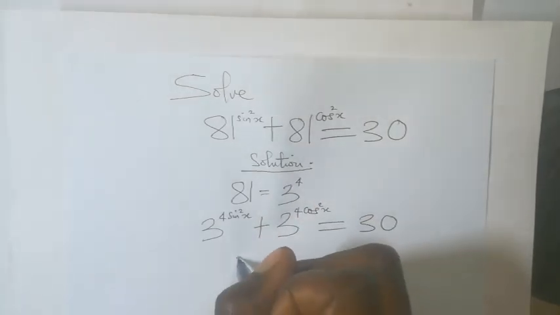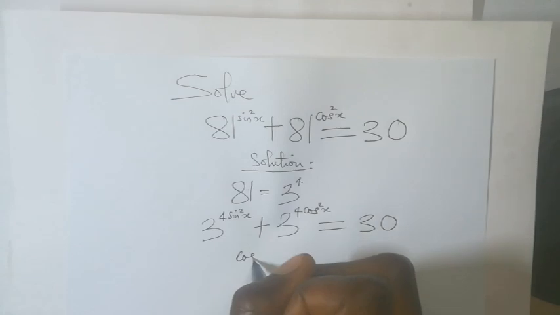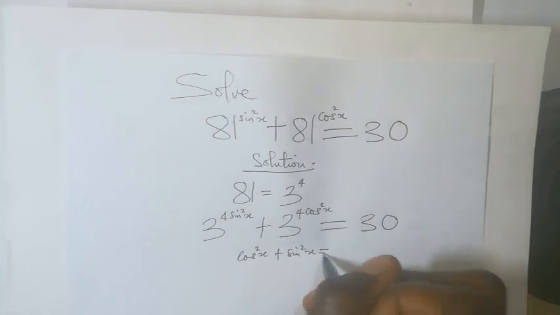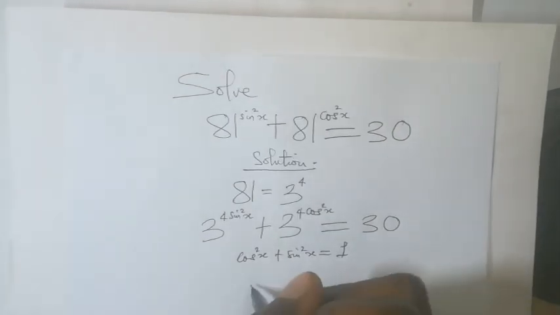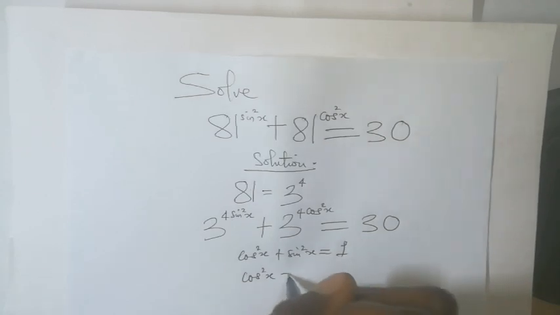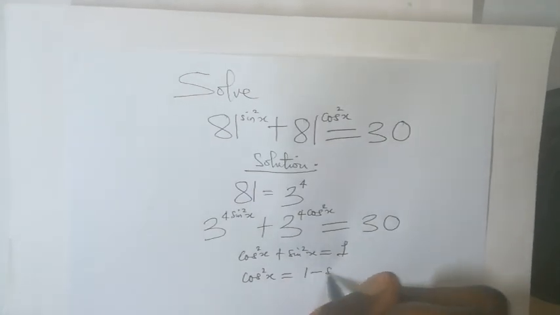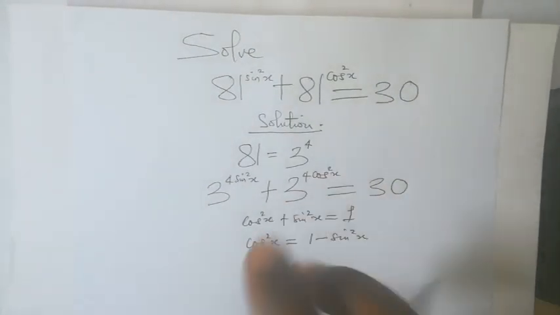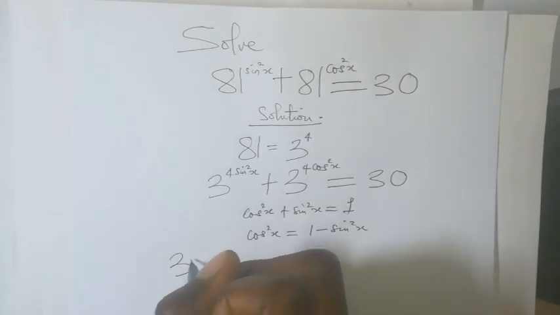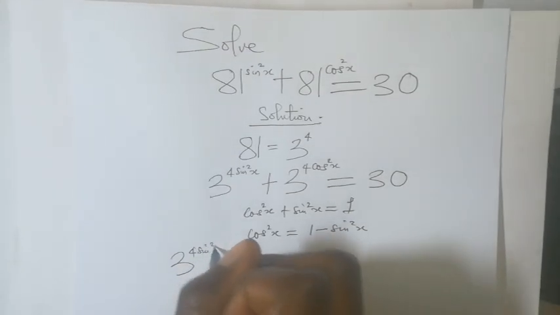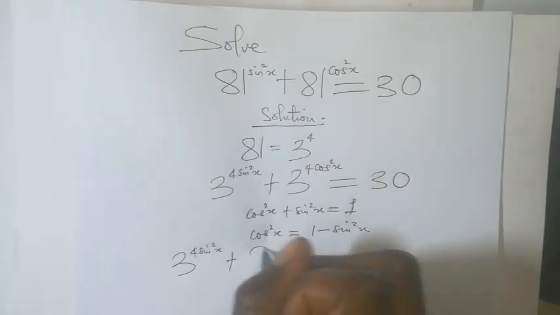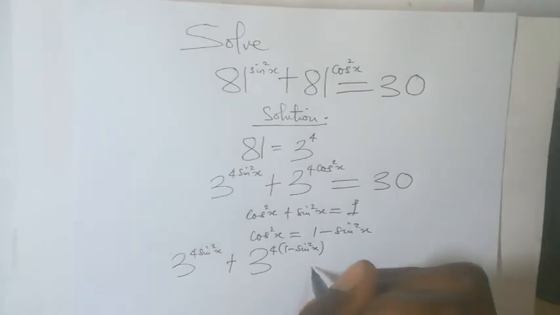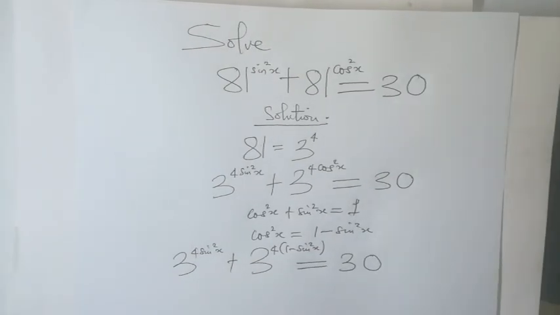cos square x plus what? Sine square x is equal to 1. So therefore cos square x is the same thing as what? 1 minus sine square x. So I'm going to substitute it here. So we now have 3 to the power of 4 sine square x plus what? 3 to the power of 4 bracket 1 minus sine square x is equal to 30.